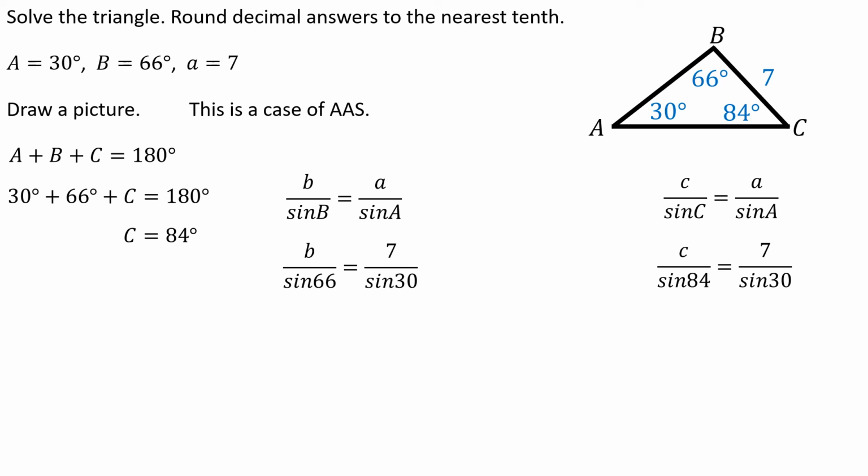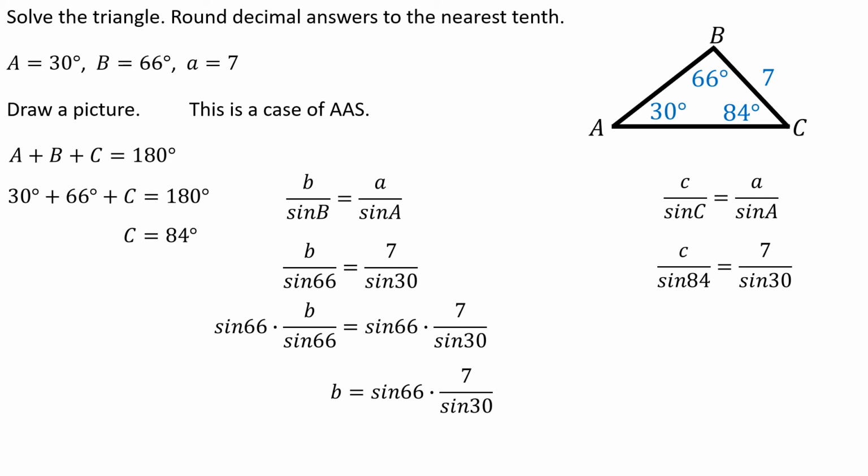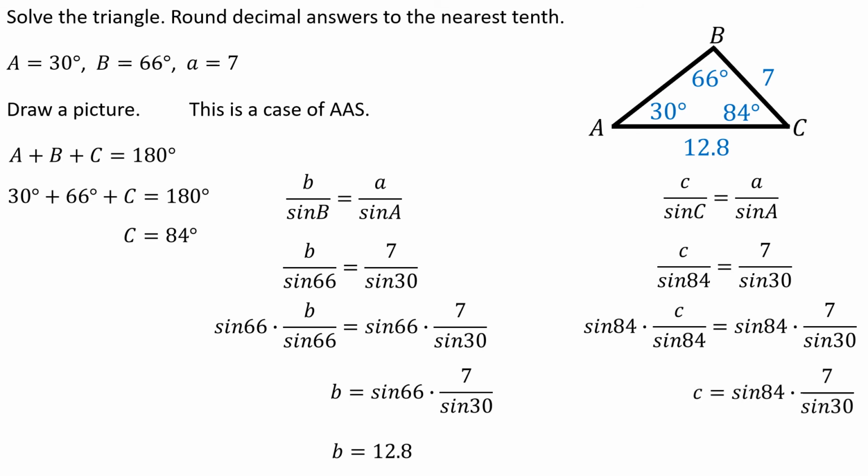So I can plug in the values I do know. For side B, multiply both sides by sine of 66. It turns into a game of pushing buttons on the calculator in the correct order. If I do that, I should get 12.8. I can add that to my diagram. For side C, let's multiply both sides by the sine of 84 degrees. I now have C isolated. Again, it's a game of can I push the buttons on the calculator in the correct order. If I do, I should come up with 13.9.